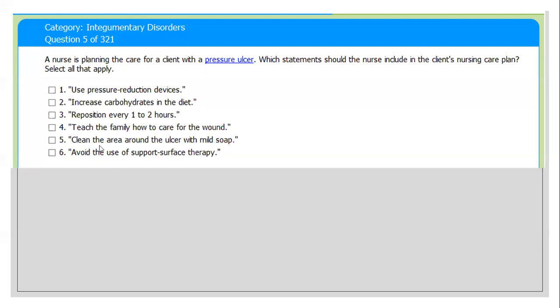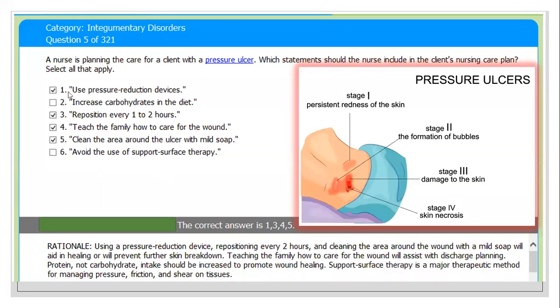Number 5, clean the area around the ulcer with a mild soap and water, not alcohol. Good choice. Avoid the use of supportive surface therapy. Why should you avoid? No need to avoid. So what is the correct answer? They said number 1, use pressure reducing device.